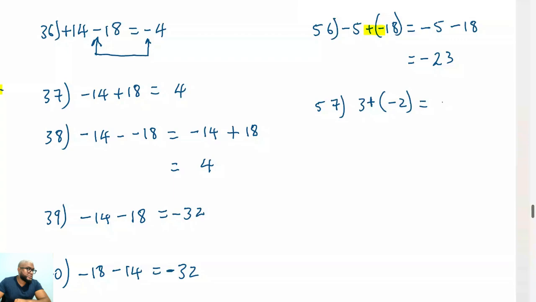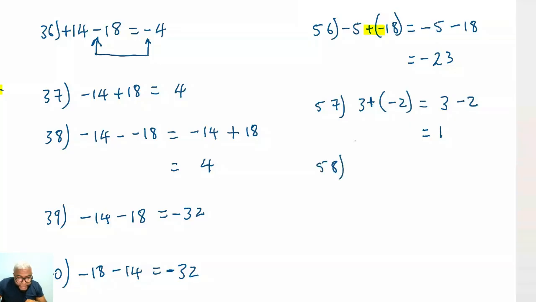So we're merging the two signs again. A plus and a minus becomes a minus. So I'm going to rewrite this as 3 minus 2. Simply 3 minus 2, which is 1. Positive 1. Right?